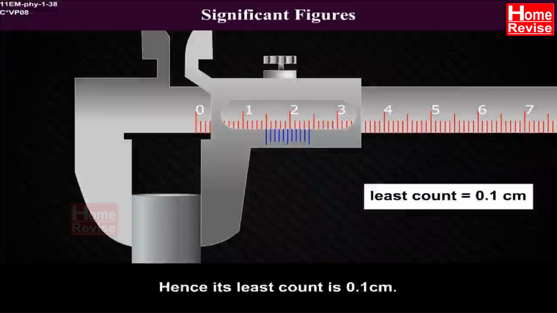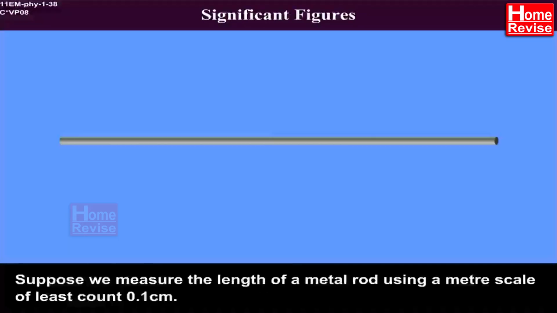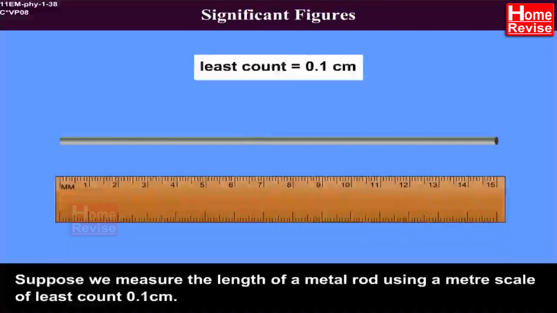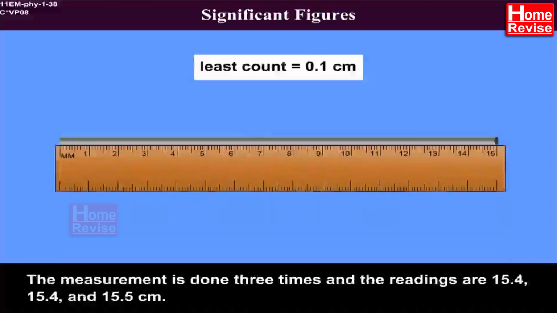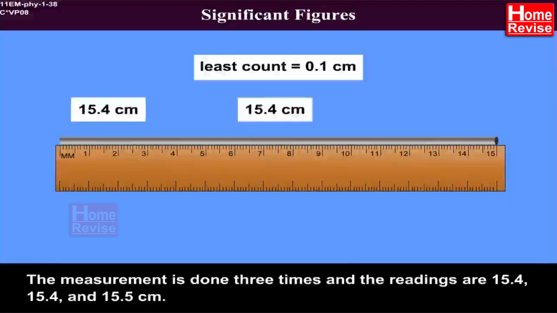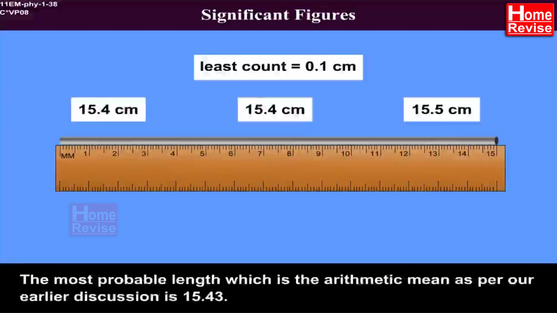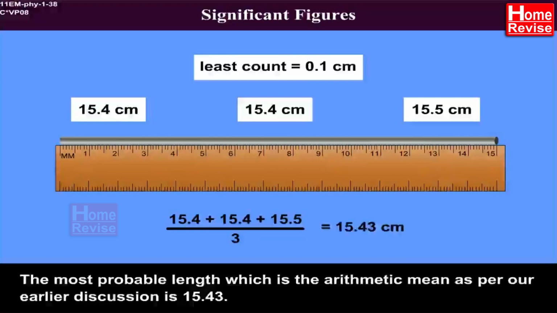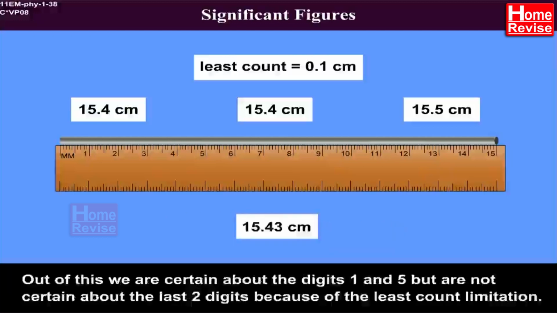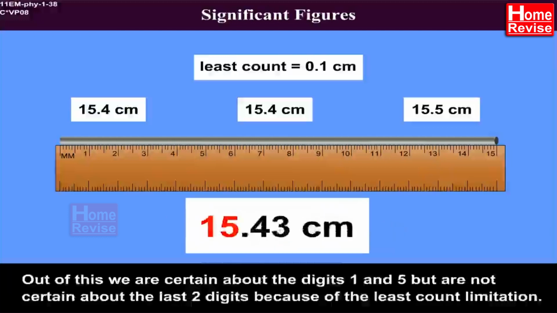Suppose we measure the length of a metal rod using a meter scale of least count 0.1 centimeter. The measurement is done 3 times and the readings are 15.4, 15.4 and 15.5 centimeter. The most probable length, which is the arithmetic mean as per our earlier discussion, is 15.43. Out of this, we are certain about the digits 1 and 5, but are not certain about the last 2 digits because of the least count limitation.